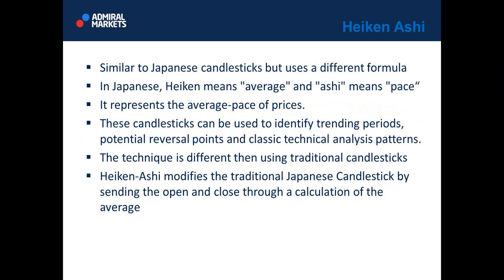Usually the technique for using Heiken Ashi is pretty much different than using traditional candlesticks. Heiken Ashi modifies the traditional Japanese candlesticks by sending the open and close through a calculation of the average. So they are a little bit different from our Japanese candlesticks. But usually traders trade Heiken Ashi by using additional indicators. So if you want to trade Heiken Ashi, that will be a classical indicator-based strategy, because Heiken Ashi is not to be traded naked, and when using Heiken Ashi smoothed, you always need to use additional confirmation and filters. So the Heiken Ashi strategy is actually within the dimension of indicator-based strategies.